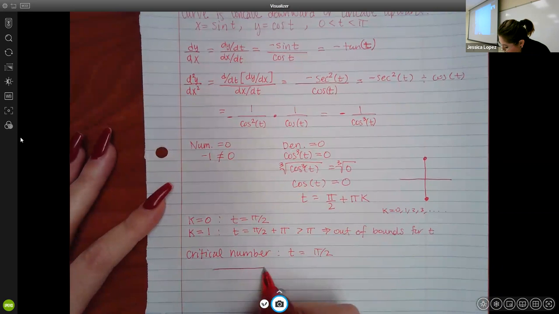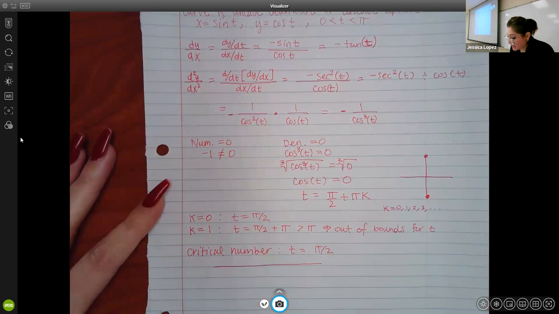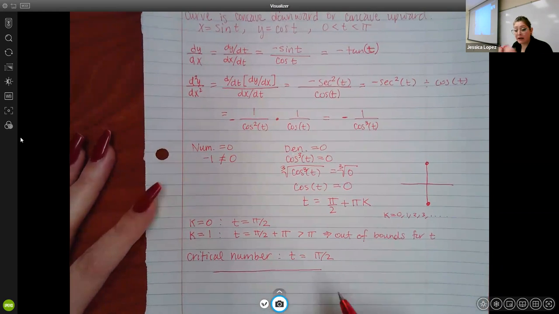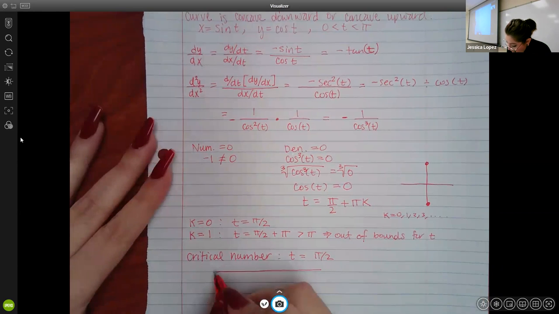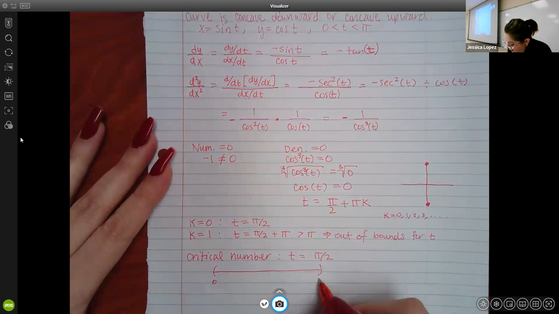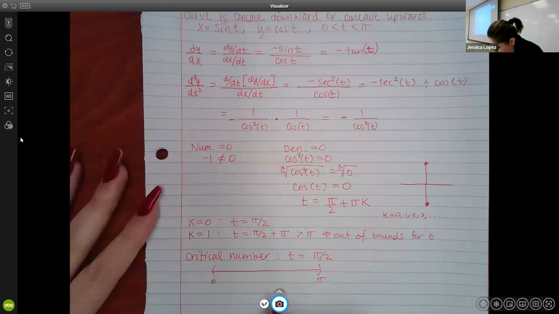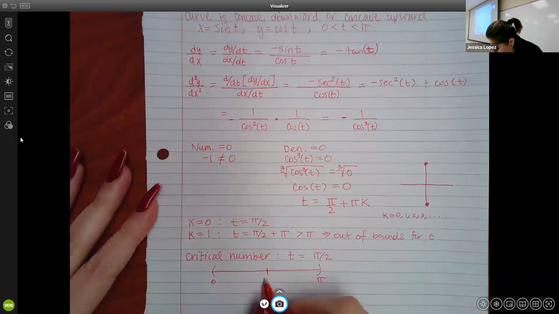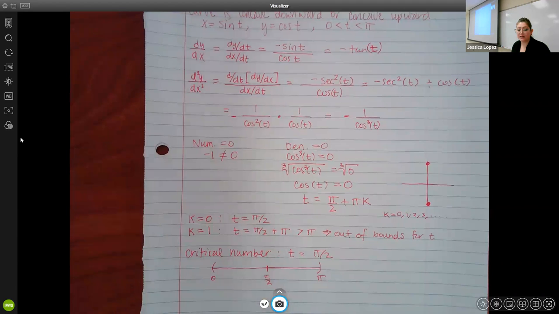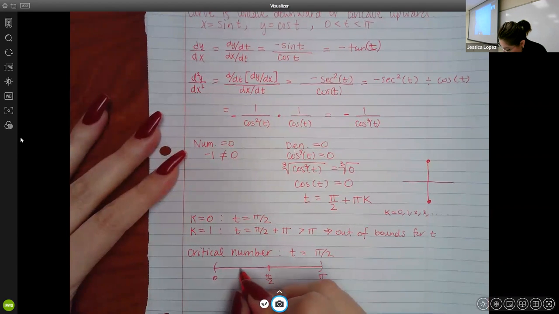So when I do my number line, be careful here. It does not go from negative infinity to infinity, right? Your t is bounded. Your t is bounded by 0 to pi. We just happen to find a critical number which tends to be directly in the middle of those two, right? So when I draw it, it will be exactly in the middle. And if I'm trying to figure out what the concavity is on these two intervals that have been created, I have to plug in some test values and then I can figure out what the concavity is.